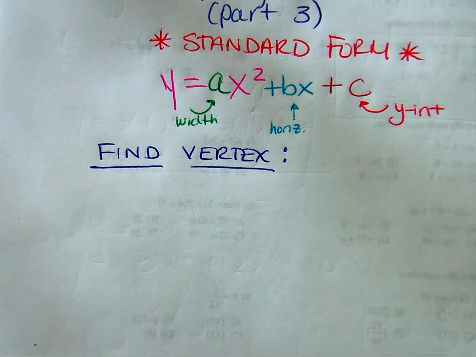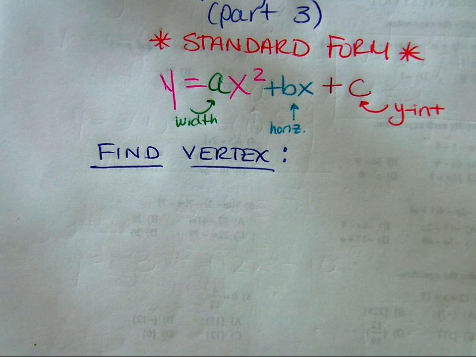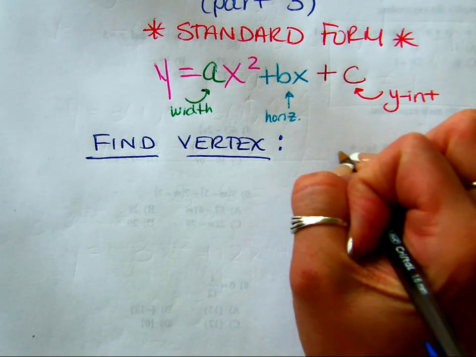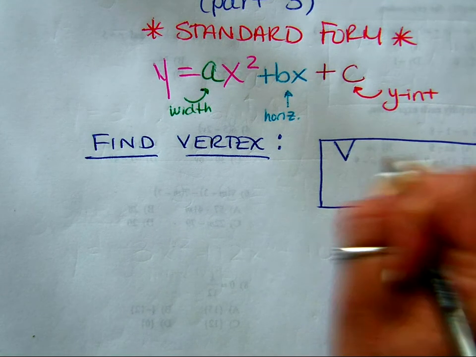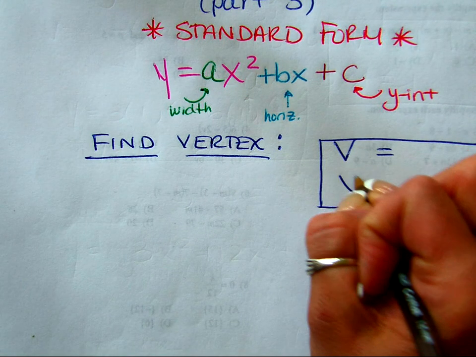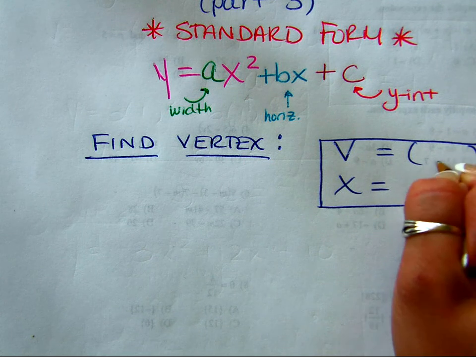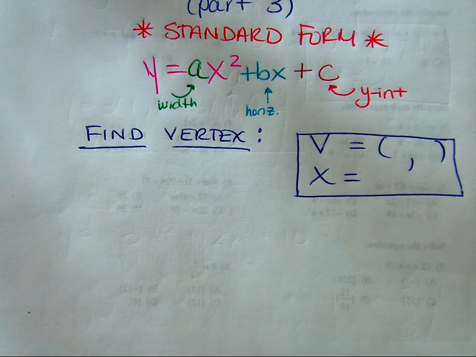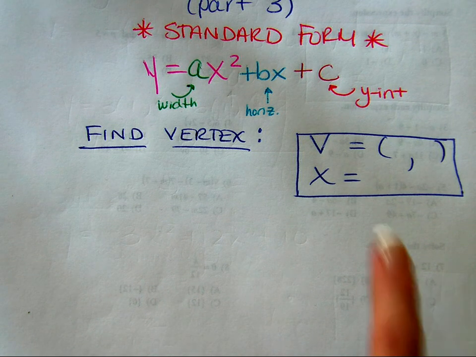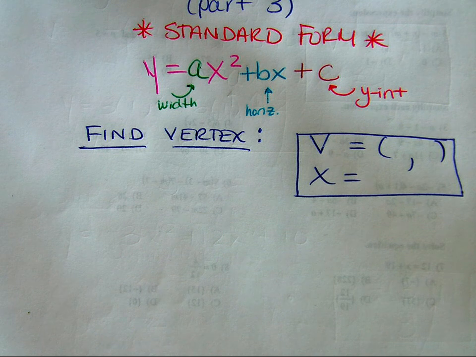So finding the vertex is a little bit tricky, all right? Here's how you're going to find the vertex. And actually, what I want you to put on your side over here is a little box and put V equals, ordered pair, X equals, okay? Because today, this is the final piece of the puzzle that we've been missing. I've not taught you that yet. You know shifts up and down, you know widens and all that stuff.